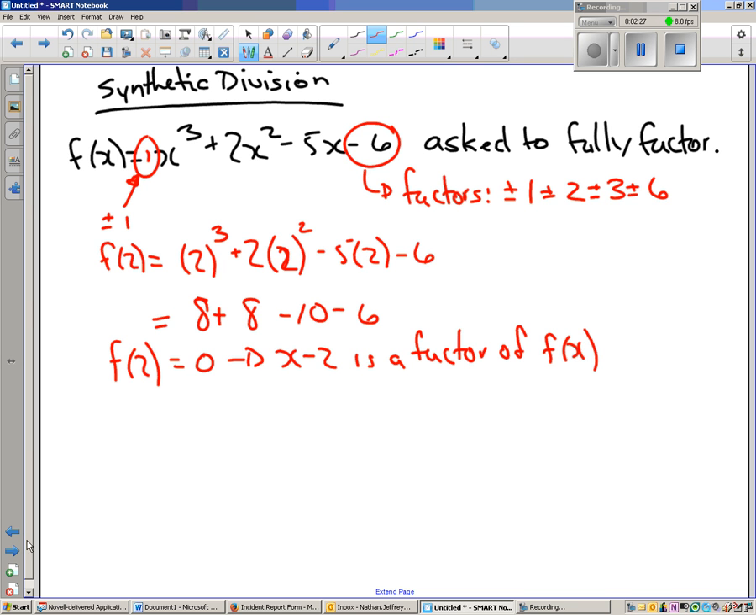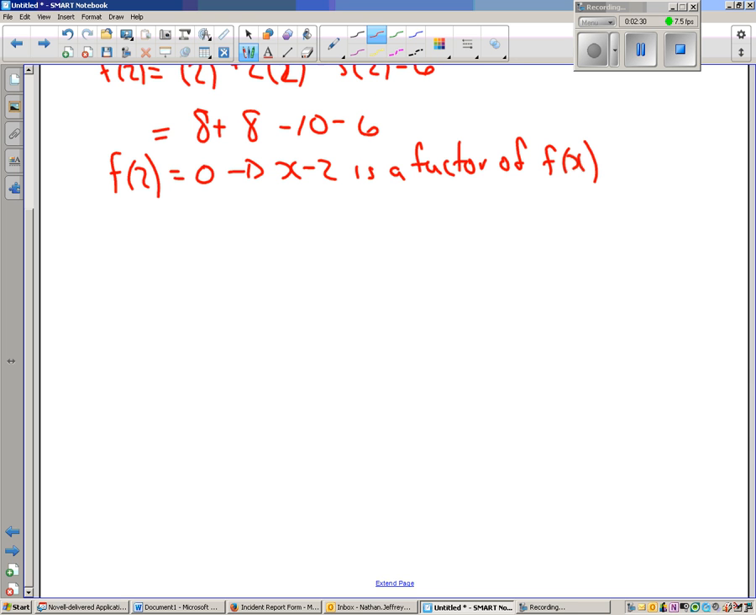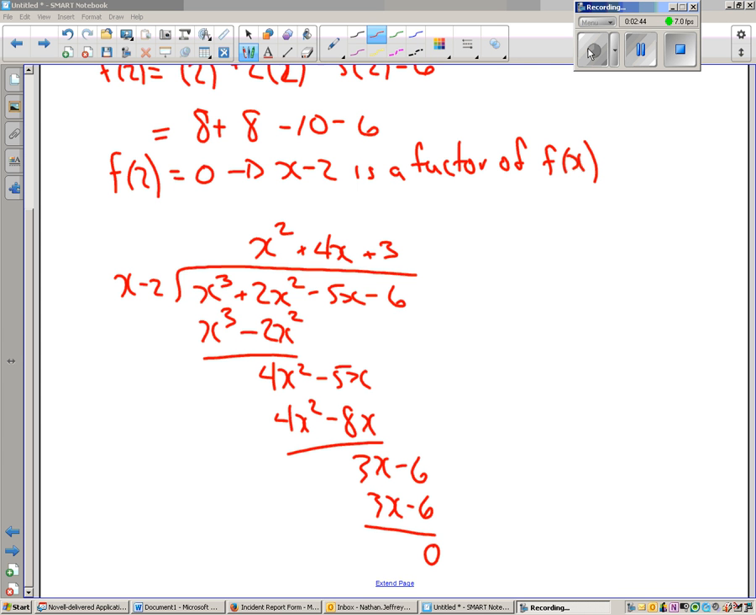And then we're going to set up our long division to factor our polynomial. So we can perform long division on the polynomial x cubed plus 2x squared minus 5x minus 6, and we divide that by x minus 2, and we get x squared plus 4x plus 3. What we'll do now is I'll show you a way to use synthetic division so you don't have to do this whole long division process.